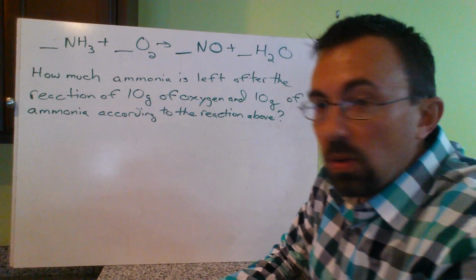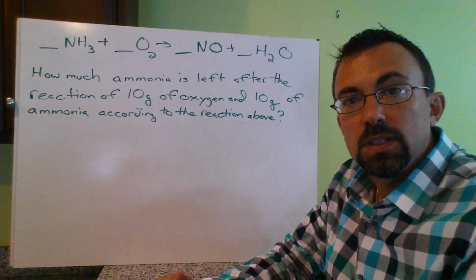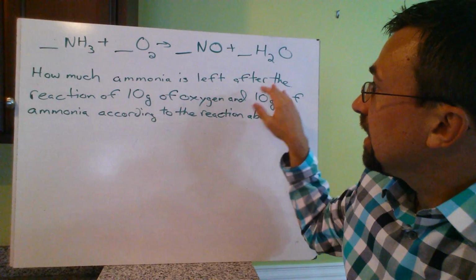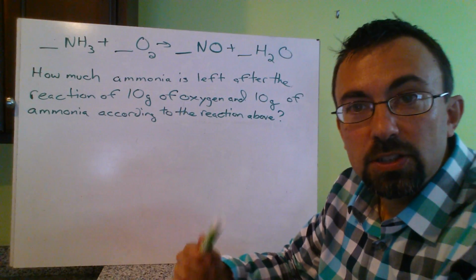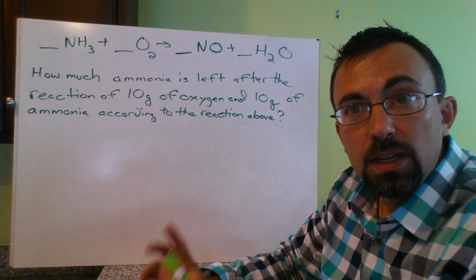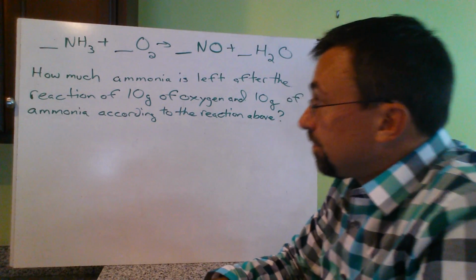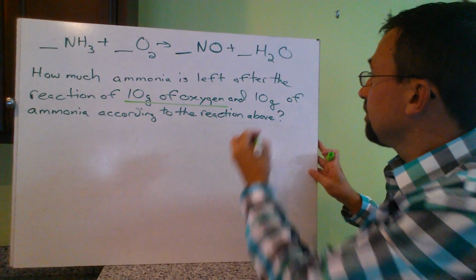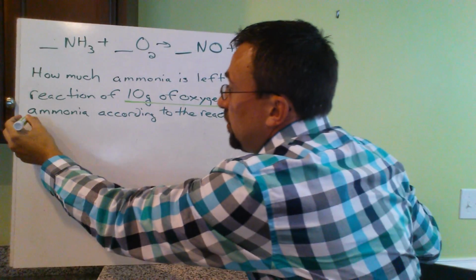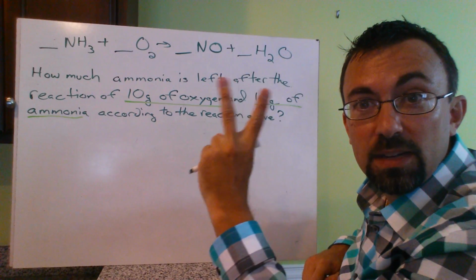Alright, so let's start out with a hard version of this. How much ammonia is left after the reaction of 10 grams of oxygen and 10 grams of ammonia according to the reaction above? Pretty straightforward. Again, a few things going on here. They give us an amount of oxygen. They give us an amount of ammonia. Those are two different chemicals.